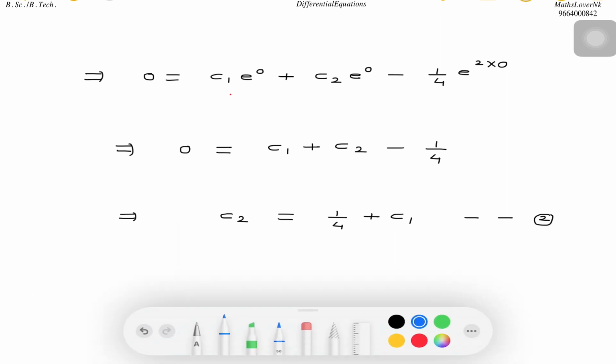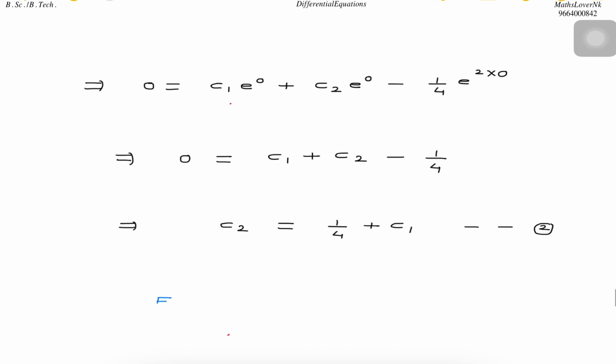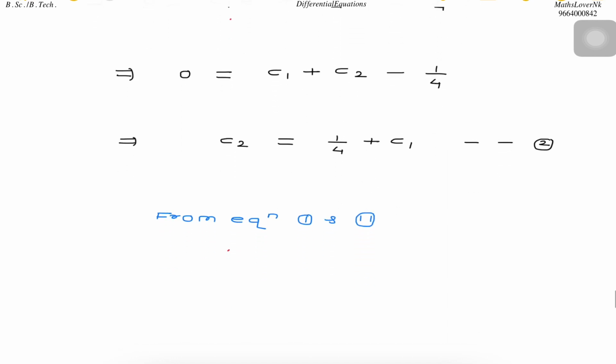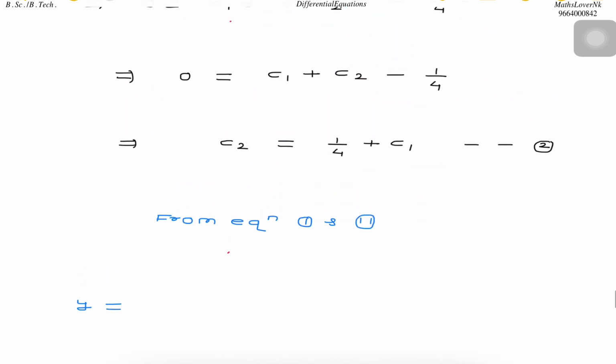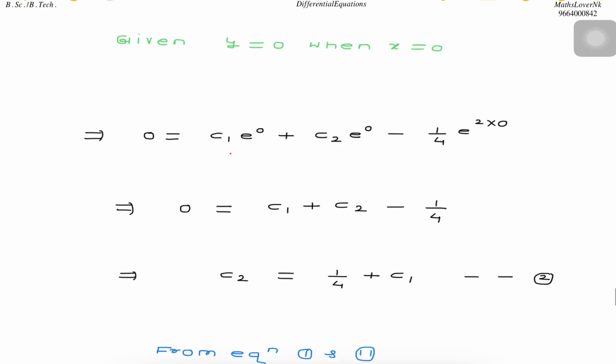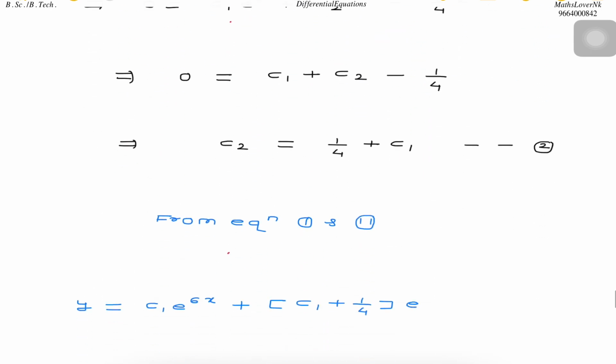From equation 1 and 2, it becomes y is equal to C1 e the power 6x plus C2, which is replaced by C1 plus 1 by 4, into e the power x minus 1 upon 4 e the power 2x.